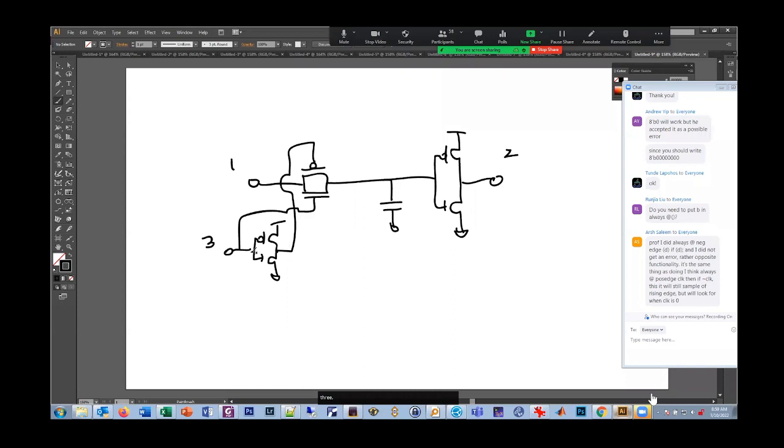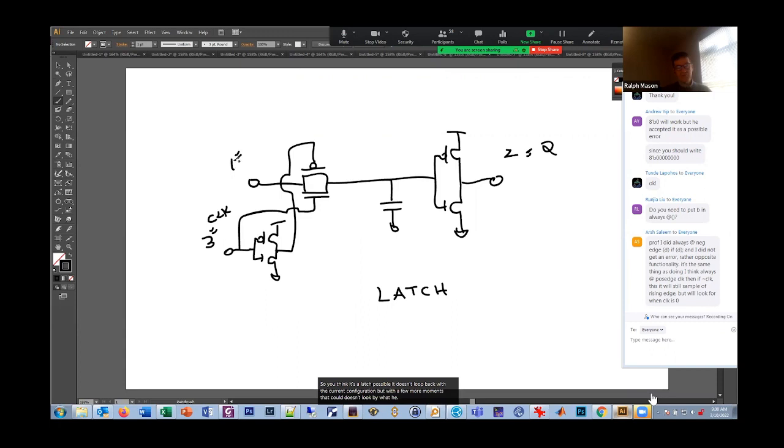All right, it's looking like node 1 would be input, node 2 would be Q, and node 3 would be the clock. And it looks like it would be a sort of latch, however, it doesn't exactly match some of the stuff we've done in the class. So you think it's a latch? Possible. It doesn't loop back with the current configuration, but with a few more elements, it could. What is this terminal 1? You said this is input. Is that the normal name for it?